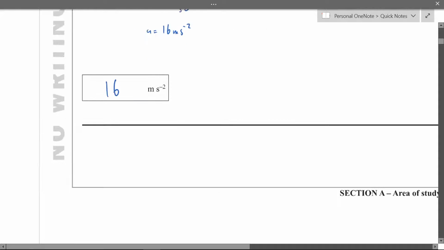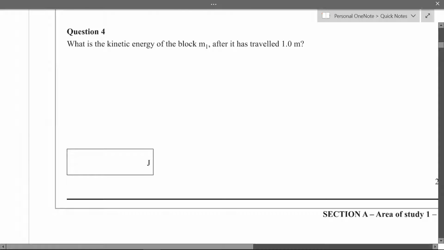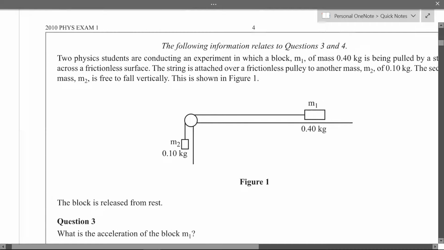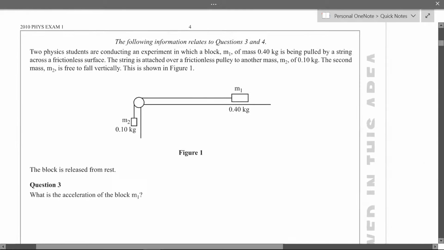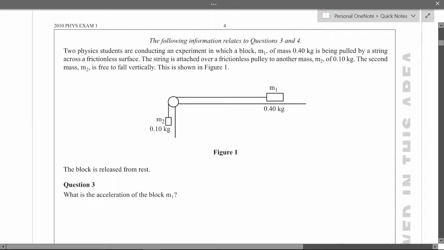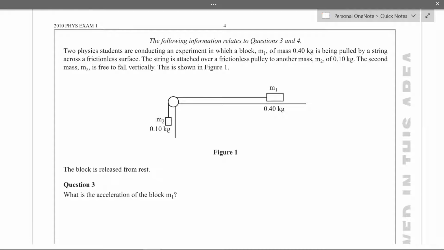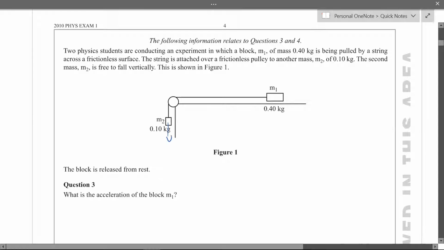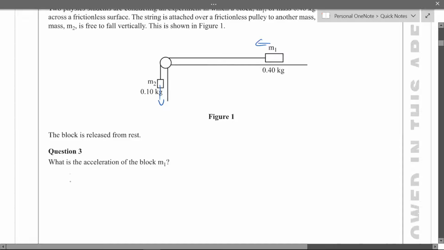So stock question 3. There's this situation, and the block is released from rest. So it's going to go this way, and this is going to go this way. So what's the acceleration of the block?